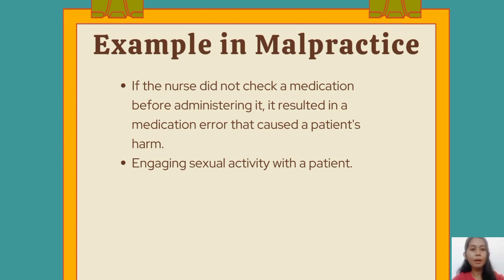For malpractice examples, first is if a nurse did not check a medication before administering it and it resulted in a medication error to the patient that caused harm. Example number two, engaging in sexual activity with the patient.